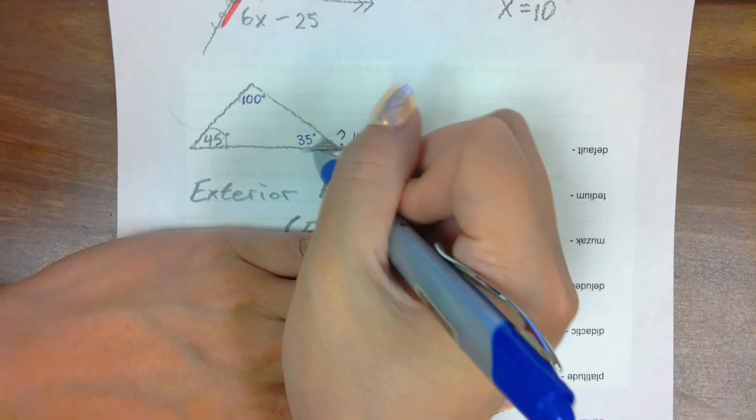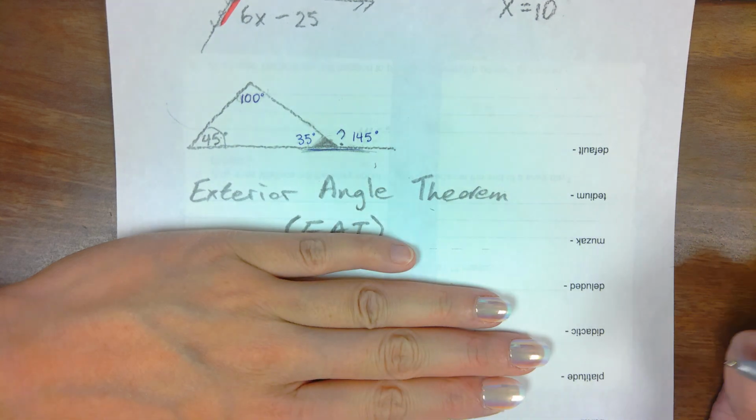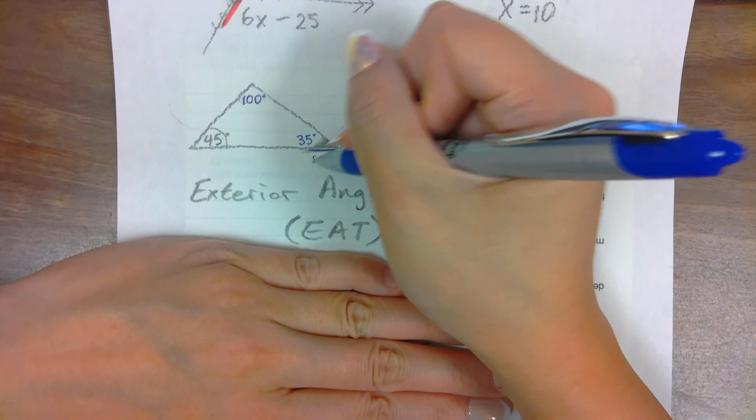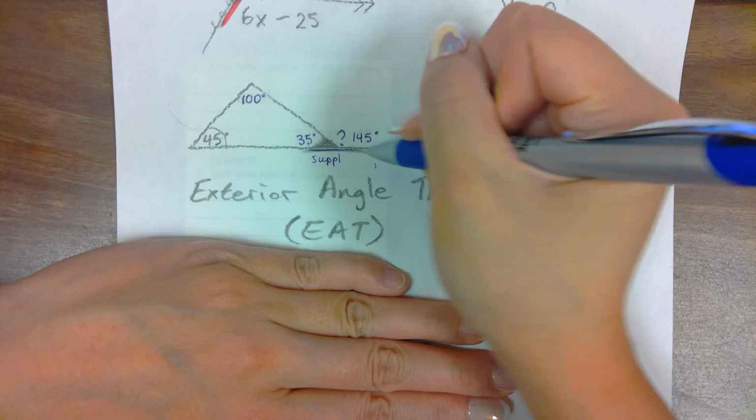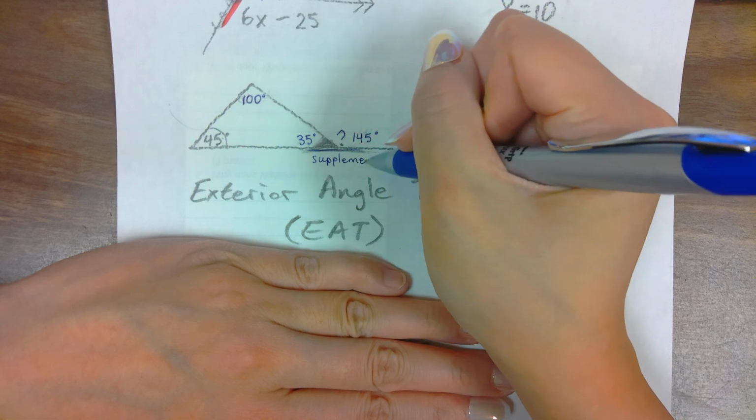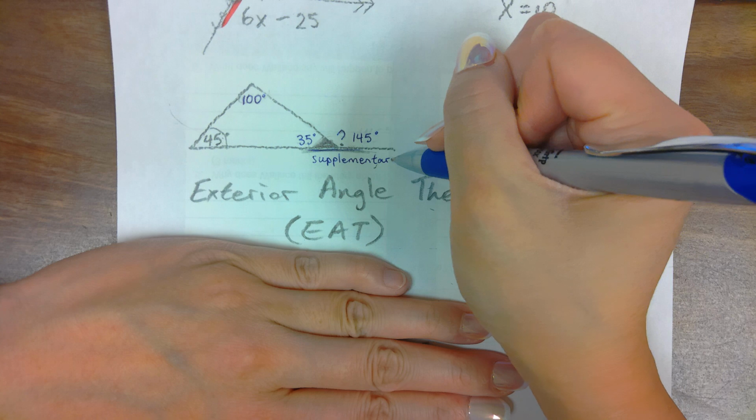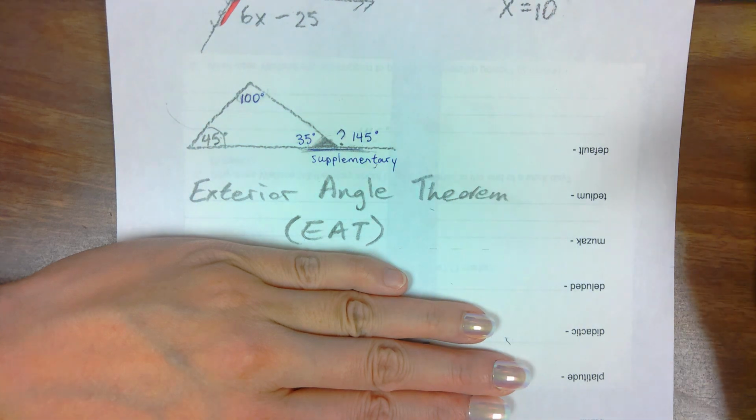Straight line, I applied supplementary angle. Remember the two angles in a straight line add up to 180. So this is called supplementary angle property.